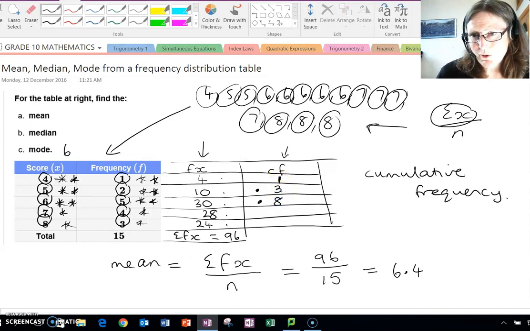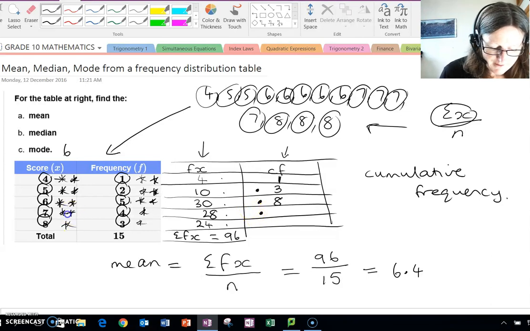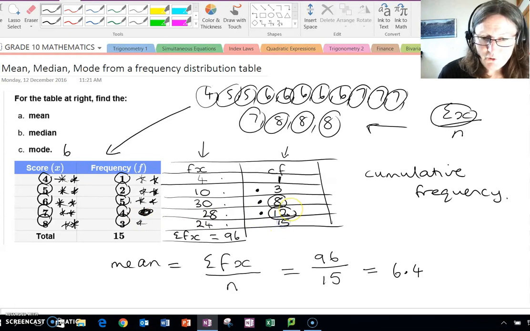Okay, now I'm going to show you a quicker way to do it. For this one here, we say how many scores are 7, 6, 5 or 4. What we do, we just get this 8 that we've just found and go 8 plus 4. So 8 plus the 4 here is 12. And then how many scores are 8 or below? So 8, 7, 6, 5 or 4. We just say 12 plus 3 is 15. Now I know that I'm right, because this number here is 15 and so is my total here.